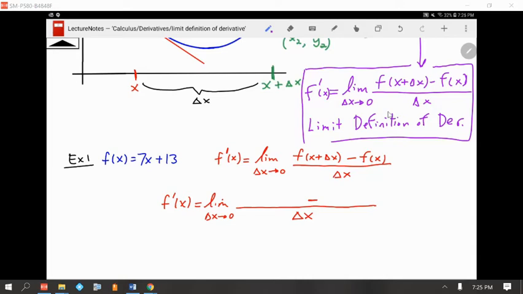And so the question is, what is the derivative of 7x plus 13? What is the derivative of the function 7x plus 13? There's a way to get the derivative, and the only way I know right now is this limit definition.